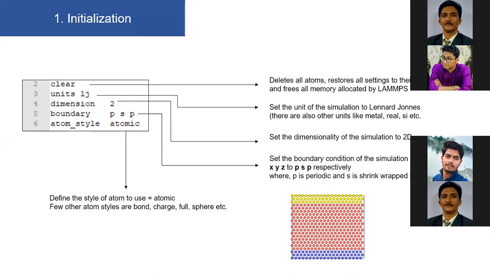So if you don't write the dimension 2, then LAMMPS will take the total dimension of the simulation as a 3-dimensional simulation. Then comes the boundary condition. So there are mainly 4 boundary conditions in LAMMPS. That is P, S, F, and M. So P is a periodic boundary condition, S is shrink wrapped, F is fixed, and M is a mixed boundary condition. The most popular is the periodic boundary condition, as it reduces the computational power.